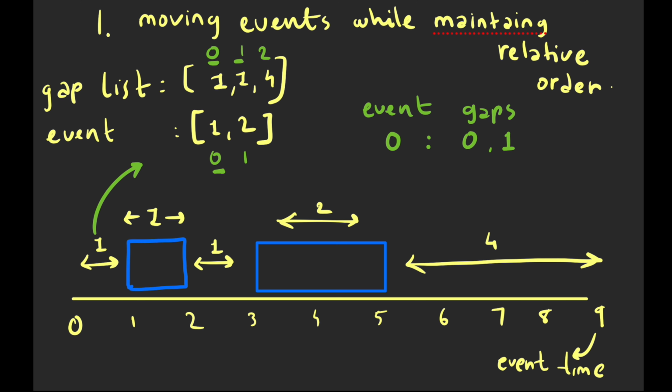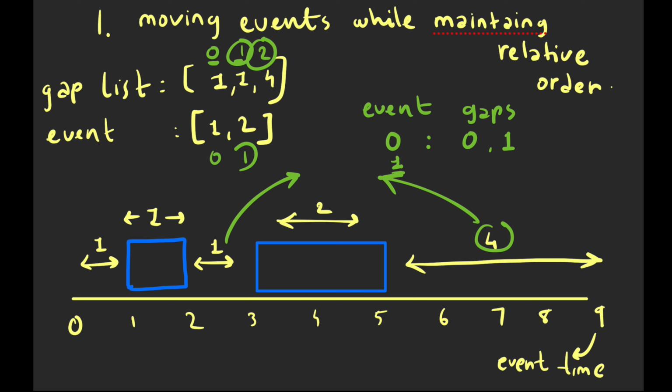For event 2, we would be summing up the gaps which are present at index 1 and index 2. So for the event which is present at 1, we would be summing up this gap and this gap, which is the 4. So we would be summing up the gaps which are present at index 1 and 2.